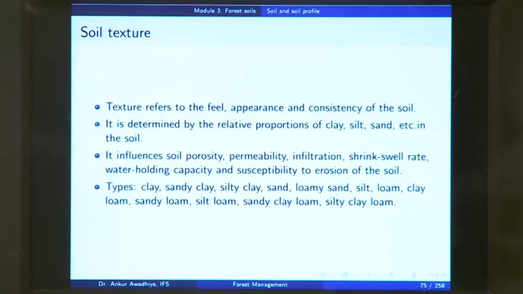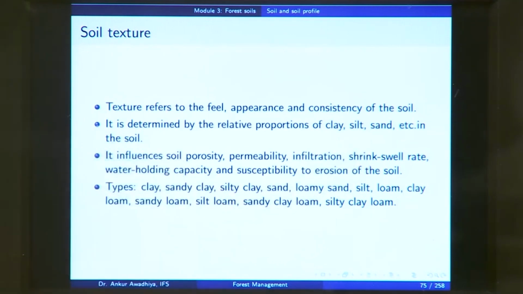Next, it influences the infiltration rate. So, infiltration is the speed at which the water enters into a soil. So, the speed in the case of a permeable soil that is made up of sand particles is much greater than the rate of infiltration in a fine textured soil such as clayey soil.